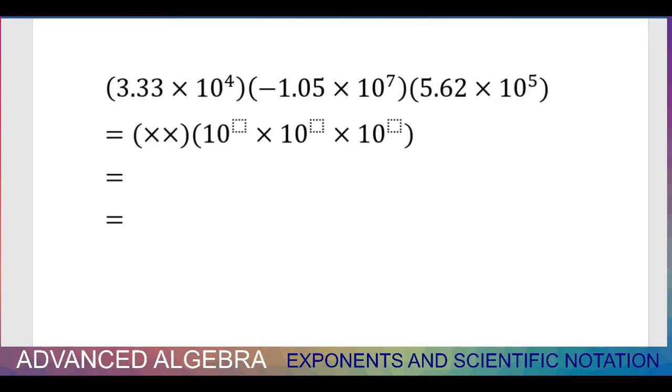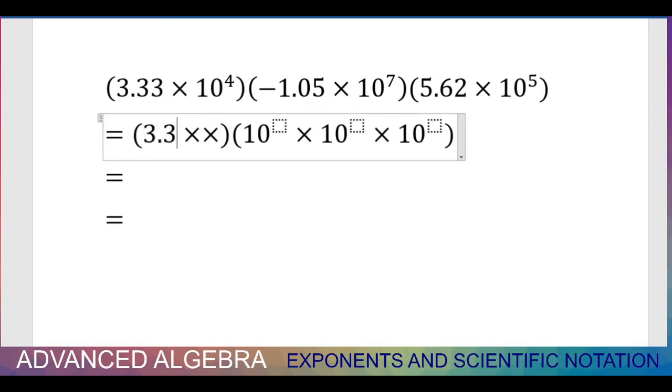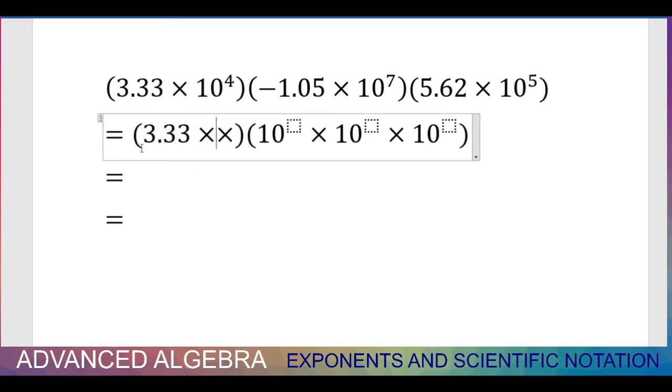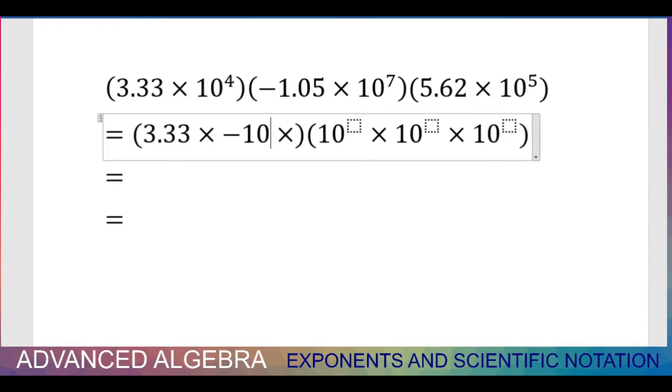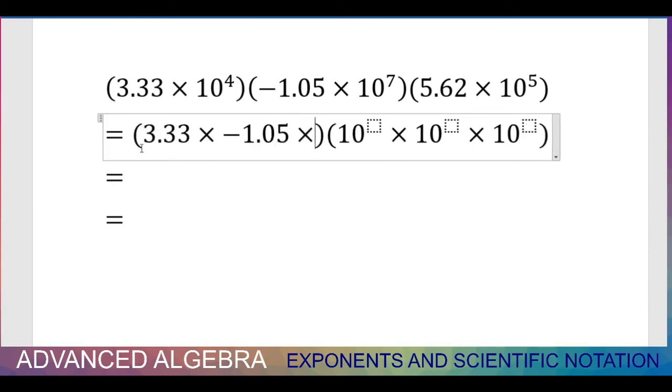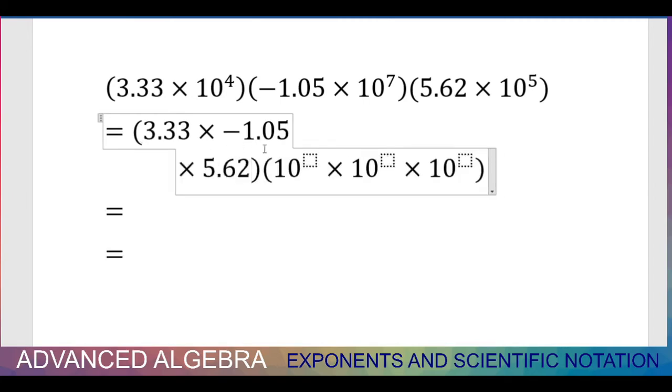3.33 times 10 to the fourth power times negative 1.05 times 10 to the 7th power over 5.62 times 10 to the 5th power. So, sagutan natin. Nilagay ko sa baba para madali akong magsulat or mag-type. Gawin natin 3.33 times negative 0.5 times 5.62. Okay, medyo mahaba.